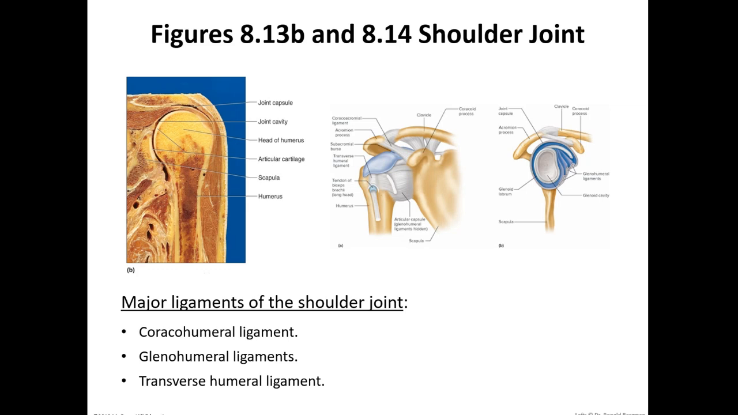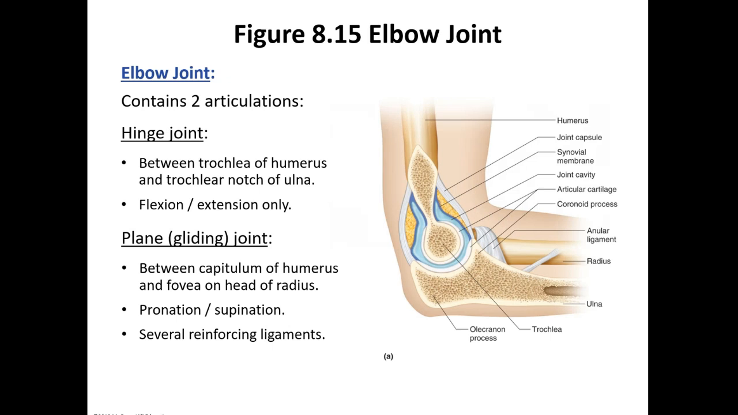Okay. And then another joint type is the elbow joint. The elbow joint contains two articulations. One of the articulations is the hinge joint between the distal end of the humerus and the proximal part of the ulna bone. Those two form the hinge joint. This hinge joint allows for flexion and extension only, so I can flex, I can extend, I can flex, I can extend because of the hinge joint at the elbow.